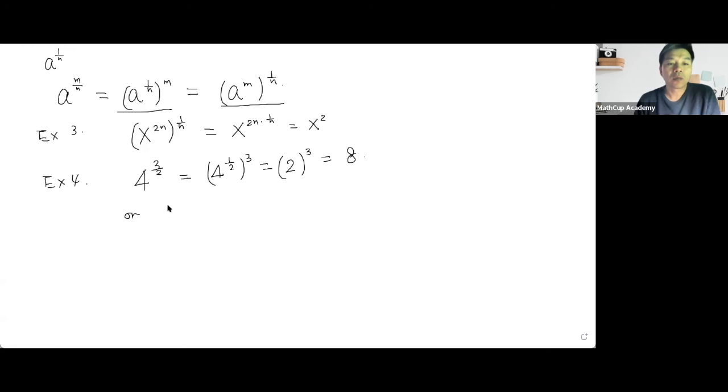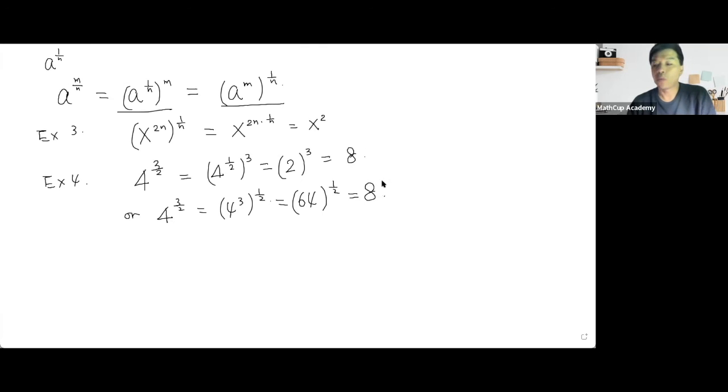Or, for 4 to the power 3 over 2, we can do the 3 first and then the 1 over 2 outside, right? Because 3 over 2 equals 3 times 1 over 2. So inside, 4 to the power 3 is 64, and to the power 1/2 equals the square root of 64, which equals 8. You see, both ways we get the same answer.